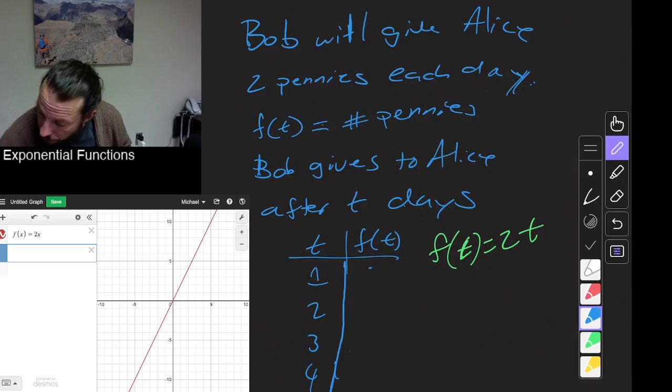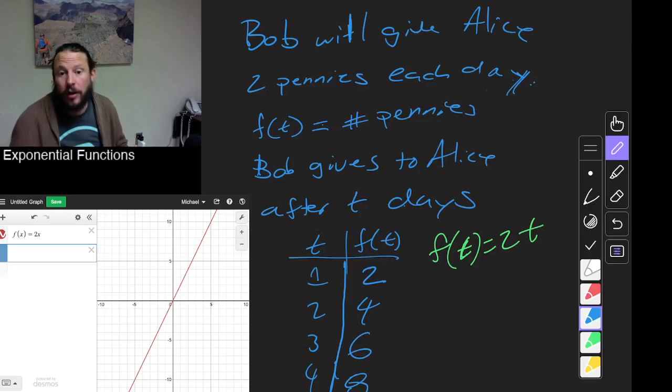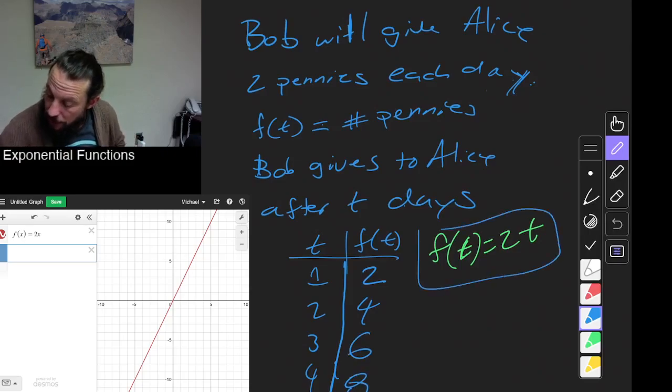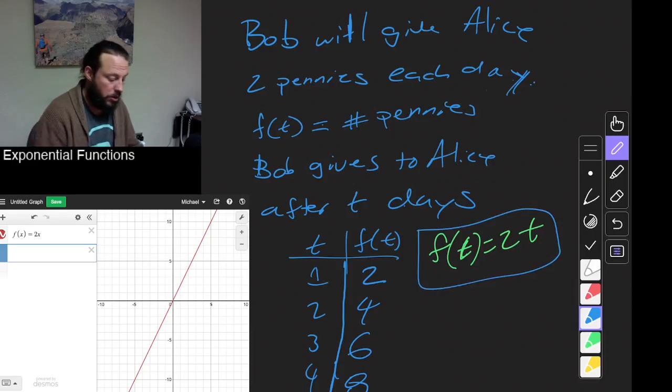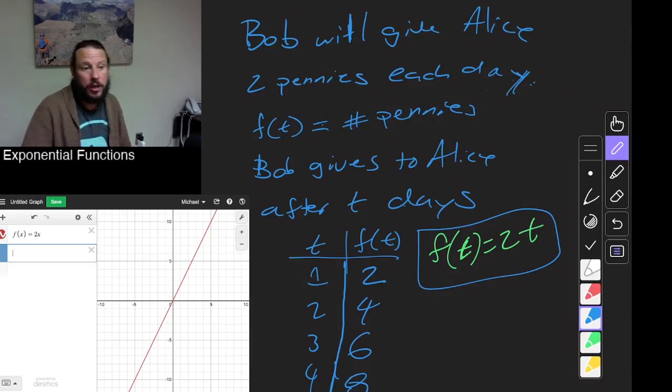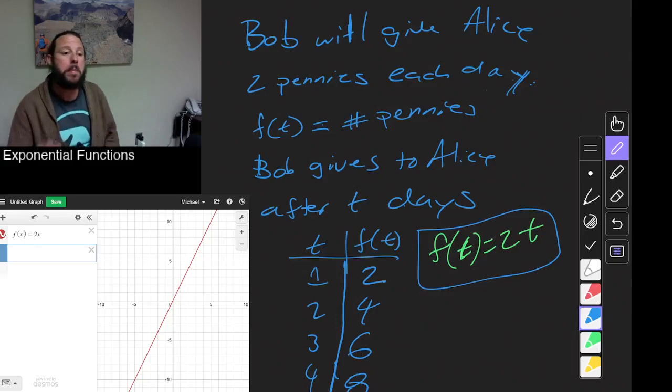After 1 day, we have 2. After 2, there's 4. After 3, there's 6. And after 4, there's 8. Hopefully we recognize this as a linear function, f of t equals 2t. Down on the left side of my screen in Desmos, or your screen, f of x equals 2x, and that's what it looks like.